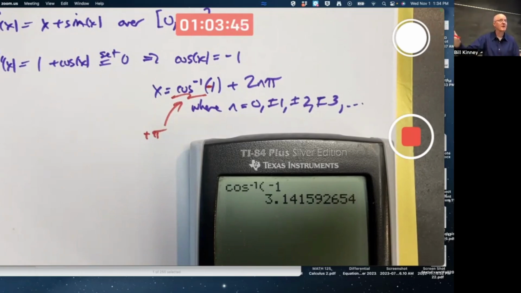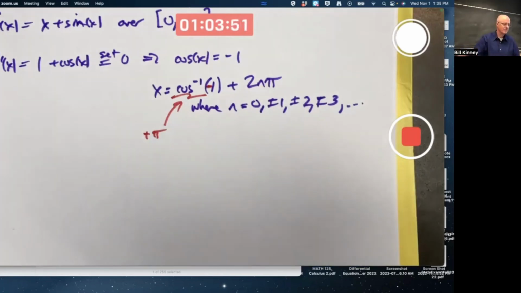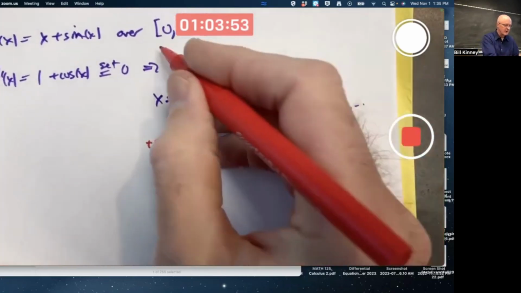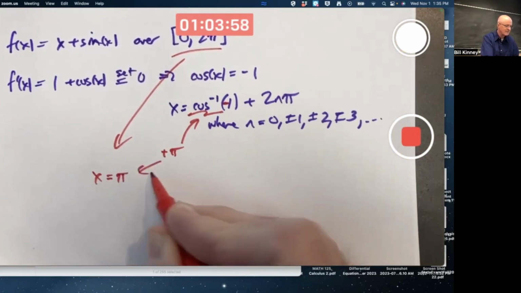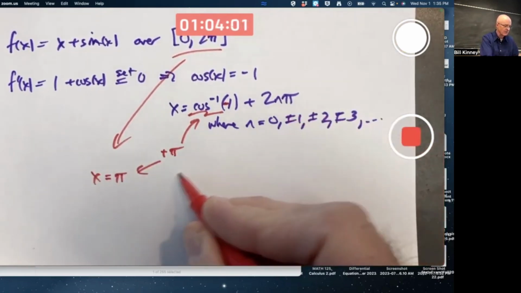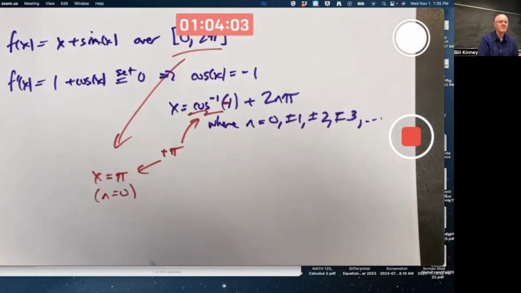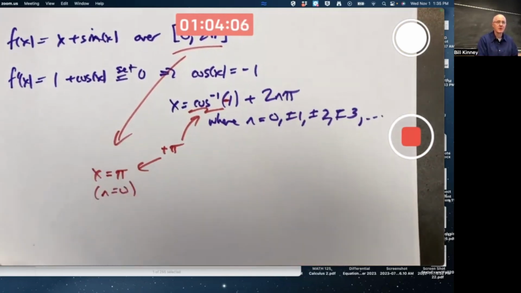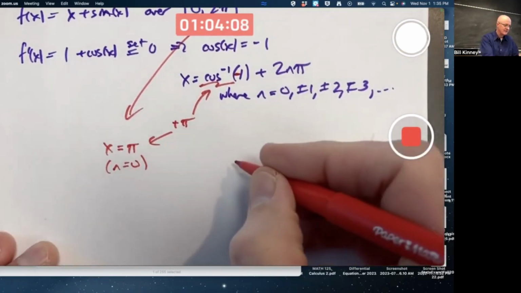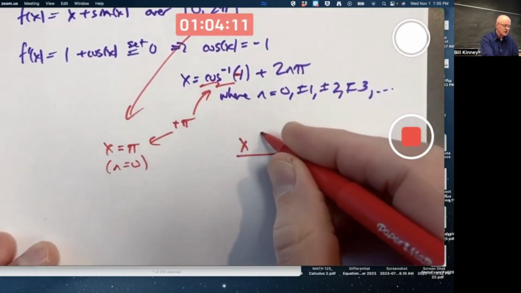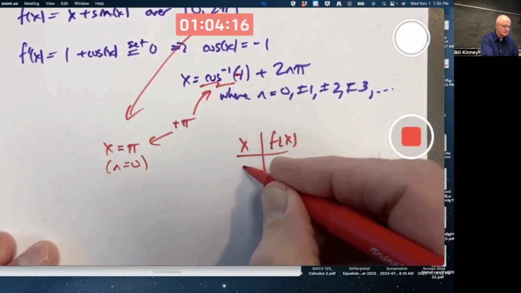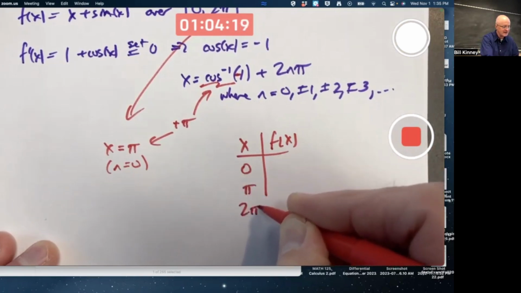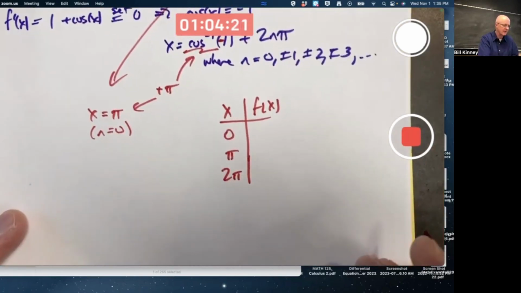Second coordinate of that point over there, or first coordinate is -1. So in the interval from 0 to 2 pi, it means x is just pi. N is 0. So there's your one critical point. To finish the problem, check the value of the function at the endpoints and the critical point: 0, pi, and 2 pi, and they're evenly spaced again. Don't be misled into thinking that always happens.